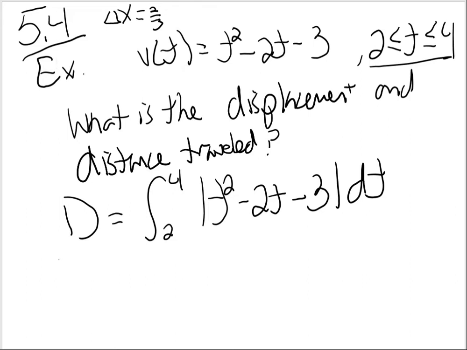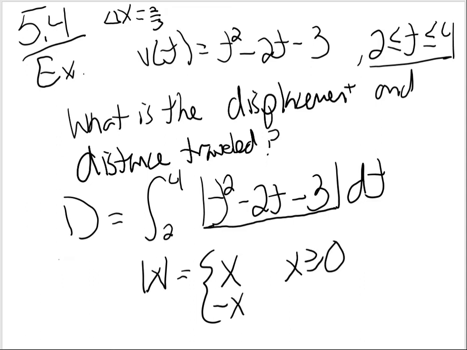Okay, so we could look at this function. When is that function positive and when is it negative? Because remember, absolute value of x is x when x is greater than or equal to 0 and is negative x when x is less than 0. So on this interval, when is that function positive and when is it negative?